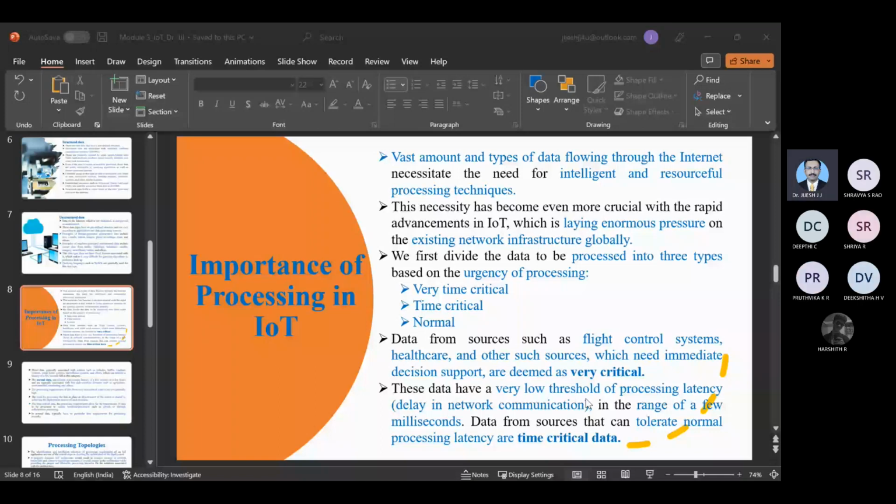So the time critical data should make sure that the transmission of information is faster. This is what you can see here.